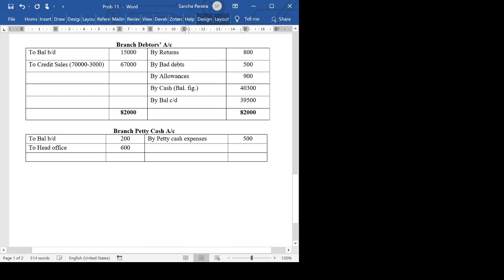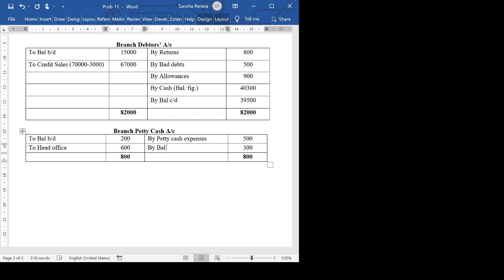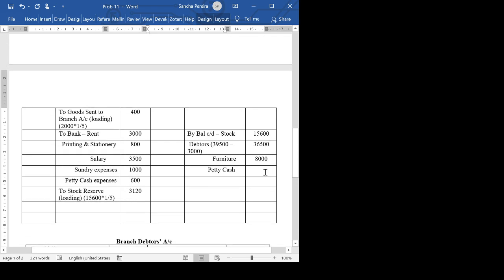And then we also have to close the petty cash. What is the meaning of this petty cash account? We had initially a balance of 200. The head office sent additional money of 600. So actually we had a total of 800. But our petty cash expenses came only to 500. So we still have a balance carried down of 300. So the balancing figure is 300. That I put in the petty cash here, closing balance 300.